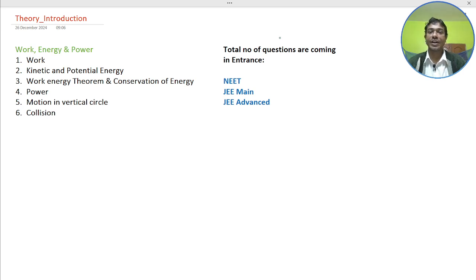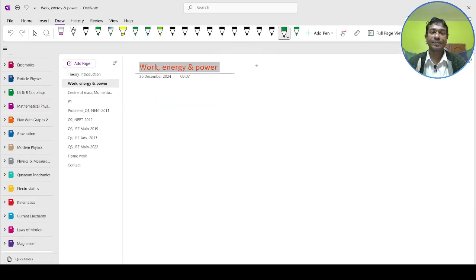In entrance exams like NEET, 2 or 3 questions come from this chapter, in JEE Main 3 or 4, and in JEE Advanced 3 questions. So let's get started.